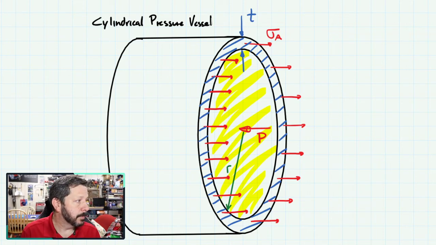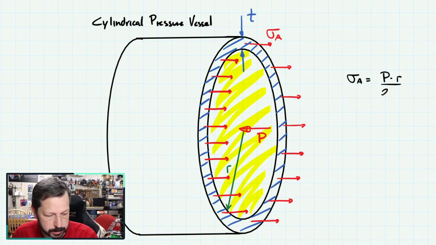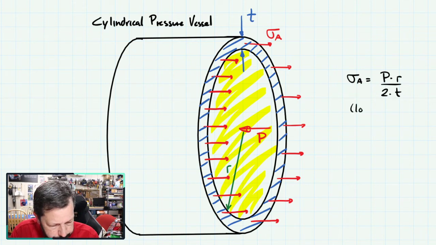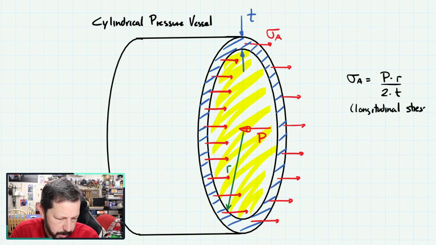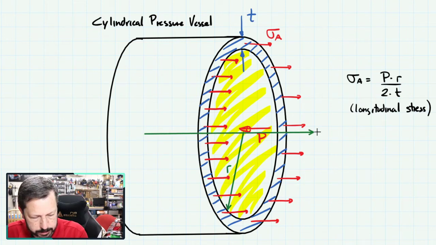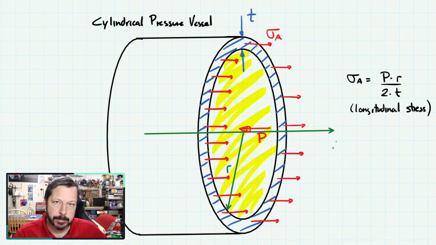Would have the same stress in it, and we would call this the sigma A again, the normal stress, P, R, same variables, 2, T, all that's the same stuff. We could call it the longitudinal stress sometimes. That might be another word that you see for this. If you think about a longitudinal axis through the pressure vessel, you can see how that would work.